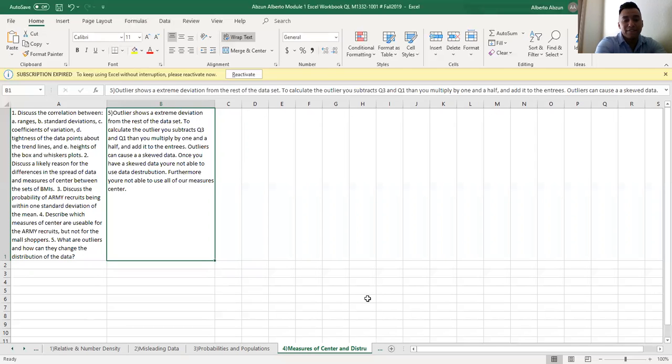Outliers can cause skewed data. And once you have skewed data, you are not able to use your data distribution, and you are not able to use all of your measures of center as well.